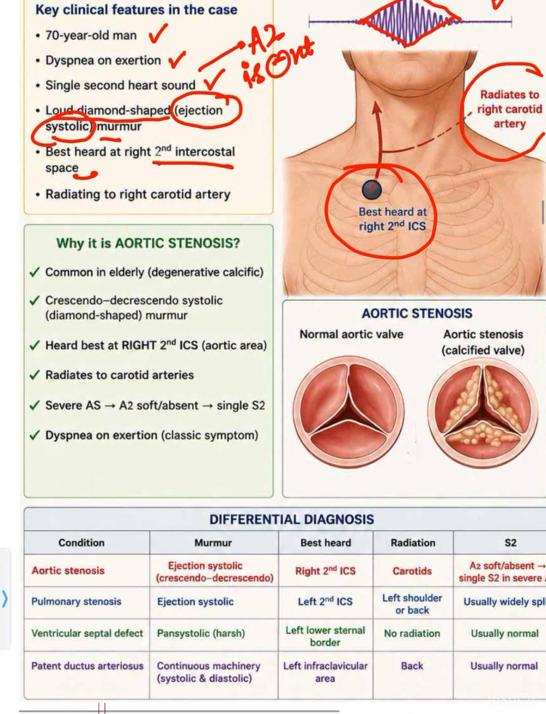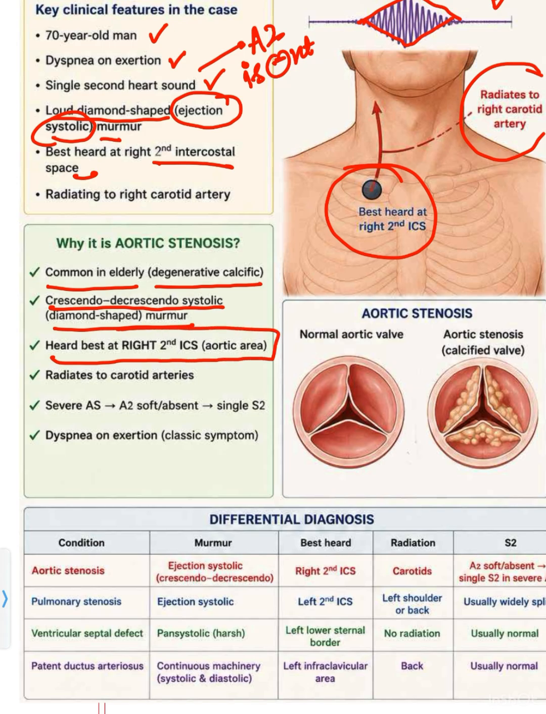So why is it aortic stenosis? Because it is common in the elderly. There is degeneration and calcification of the aortic valve. It is a crescendo-decrescendo systolic diamond-shaped murmur. It is best heard at the right second intercostal space because that is the aortic area, and it radiates to the carotid artery. In severe aortic stenosis, A2 either becomes soft or becomes absent. There will be only a single S2.